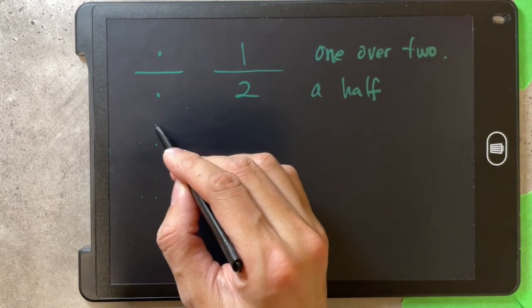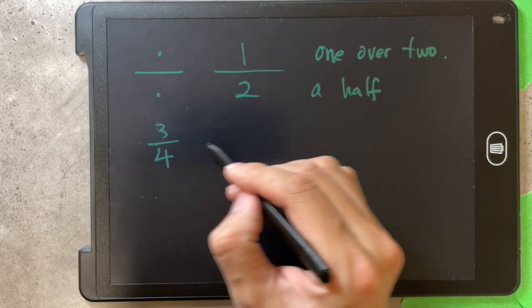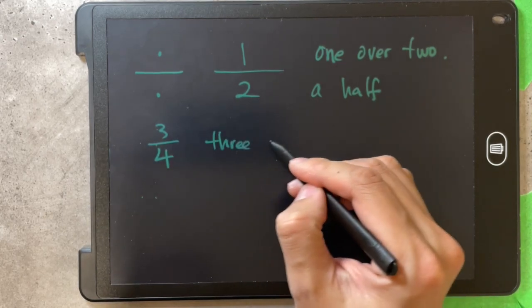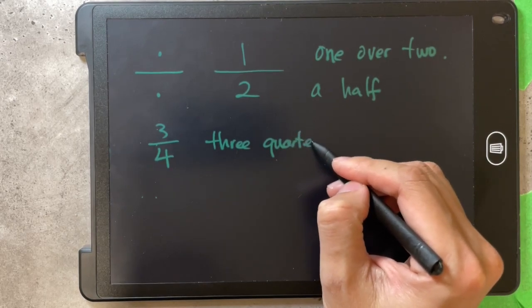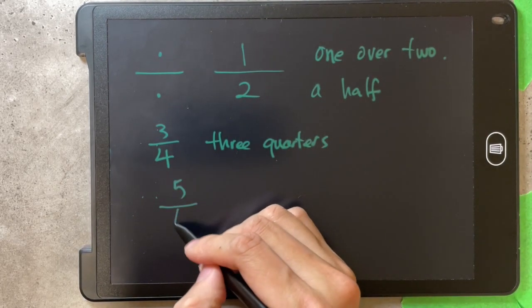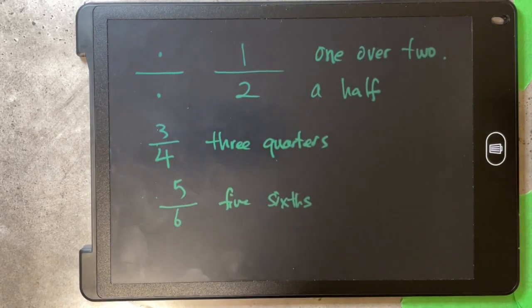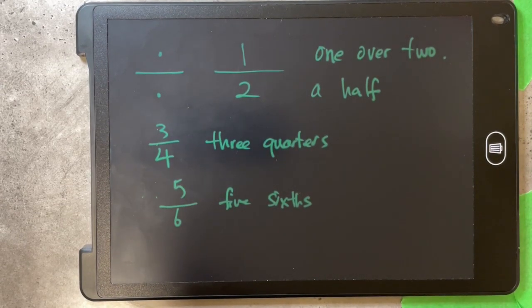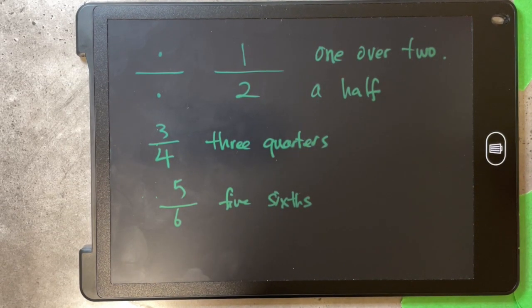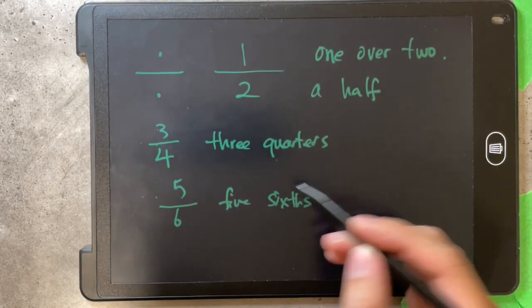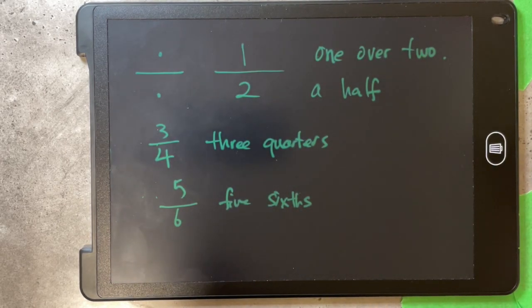Other fractions we can call differently. This will be 3/4. That will be 5/6. But essentially, anything after 4, we just use, for example, 5 will be 5th, 6 will be 6th, 7 will be 7th, and so on. So anything above that, we usually just say the number over the other.